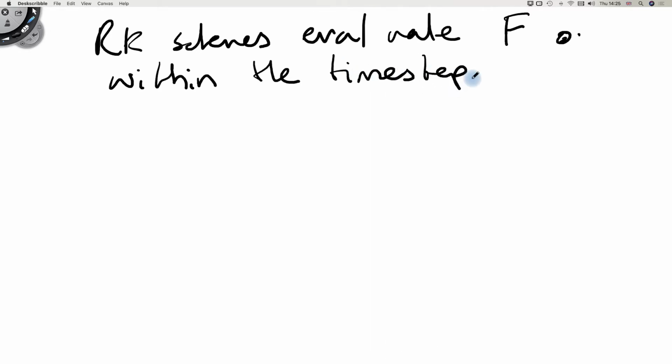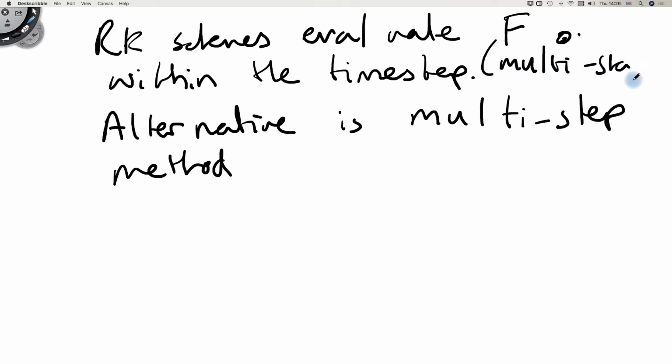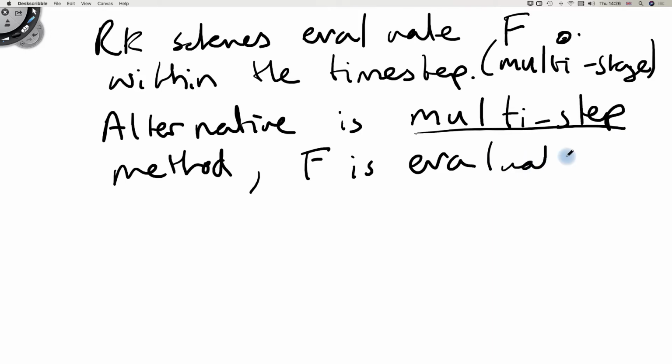The next one we're going to look at, in fact this is the final ordinary differential equation method for time stepping, is called a multi-step method, as opposed to multi-stage. And the key idea with this is f is evaluated on the time steps.